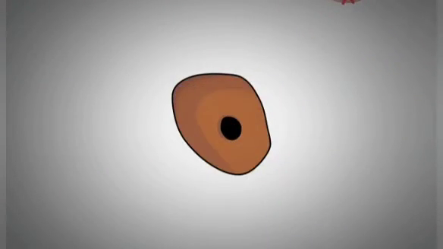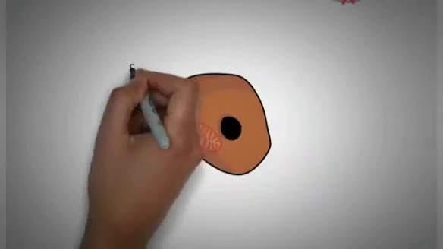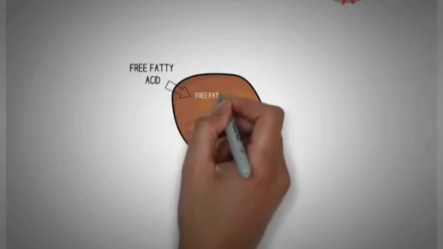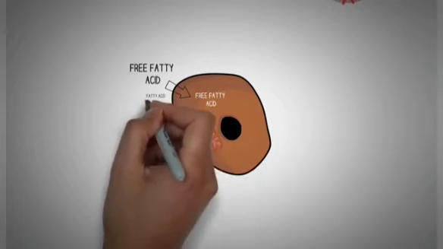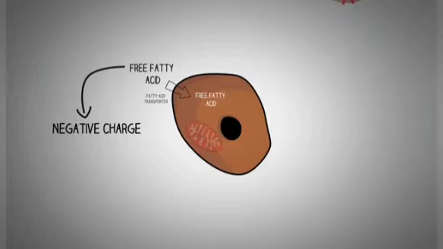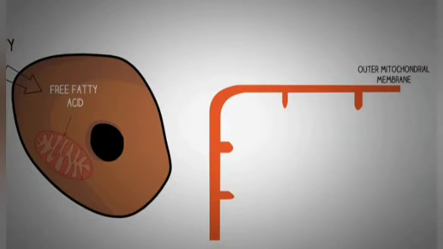So here is a target cell that is able to metabolize free fatty acids with the help of mitochondria. The free fatty acid first enters into the cytoplasm of this cell through a special protein called a fatty acid transporter. The free fatty acids have a net negative charge and they cannot cross the membranes of the cells as such, and they require special transporters to cross the membranes. In the next step, the free fatty acid must enter into the matrix of the mitochondria after crossing its outer and the inner mitochondrial membrane.